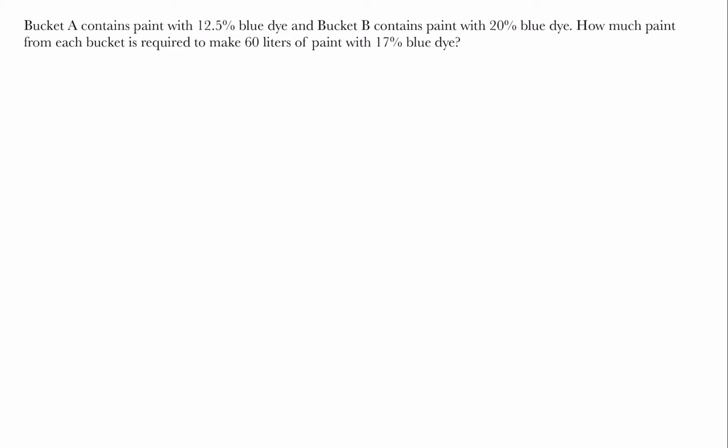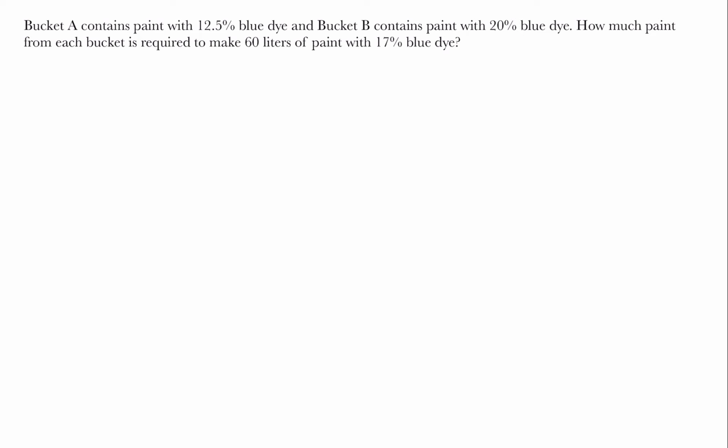Okay, in this station we've got bucket A containing paint with 12.5% blue dye and bucket B containing paint with 20% blue dye. How much paint from each bucket is required to make 60 liters of paint with 17% blue dye? Okay, so we're solving a system of equations, so we're going to need two equations here.